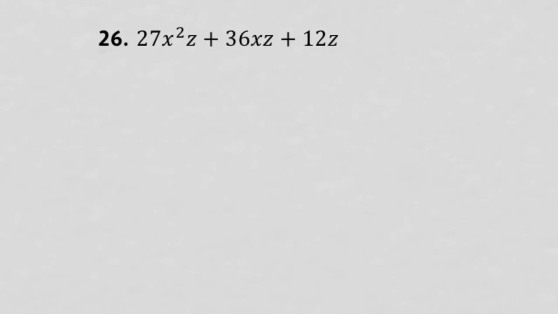Alright, let's move on to 26. This one looks a little bit tricky, but don't forget that my first step that I always tell you guys is to factor out the GCF. And so I do notice that they all have something in common, right? It looks like they're all divisible by 3, right? So we're going to factor out 3. And also, they all have z.